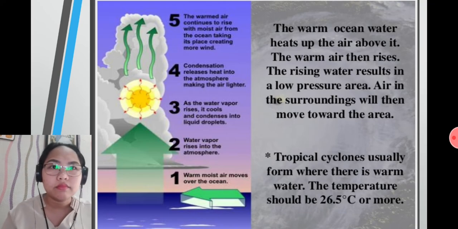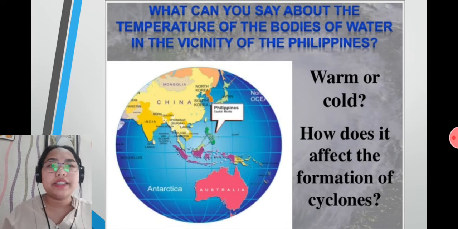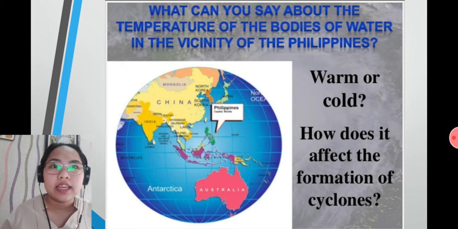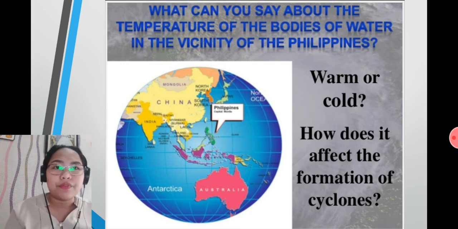Next, what can you say about the temperature of the bodies of water in the vicinity of the Philippines? Is it warm or cold? How does it affect the formation of the cyclones? What do you think, students? For us to answer this, let us have learning task number 4.